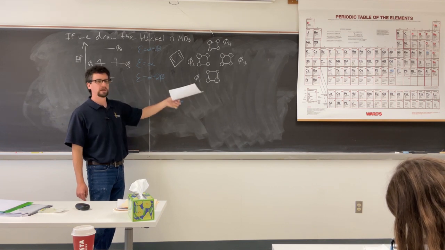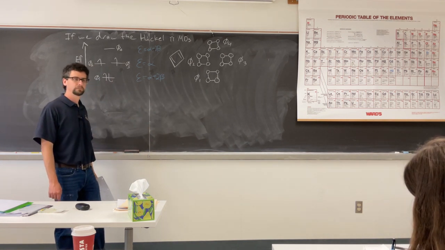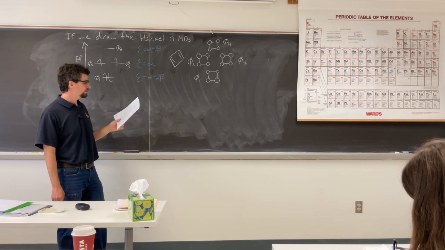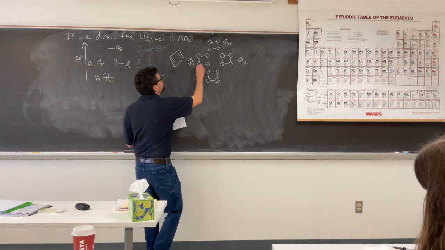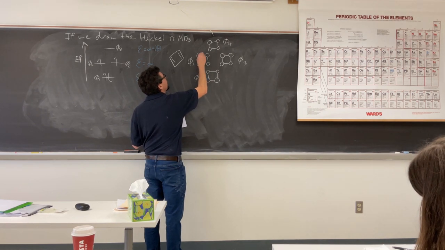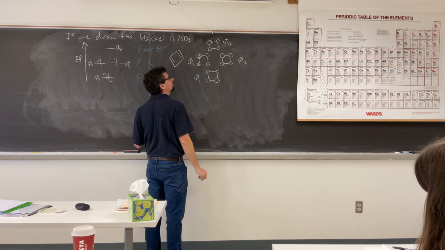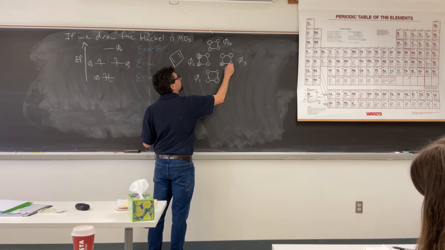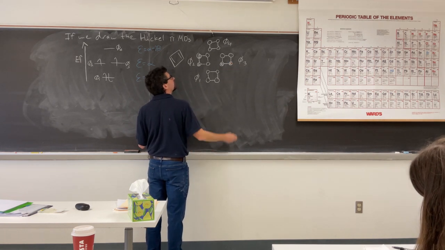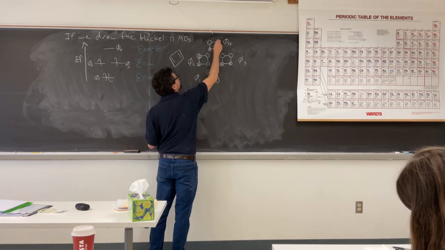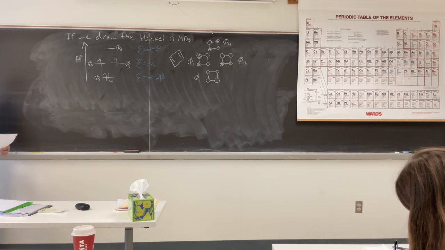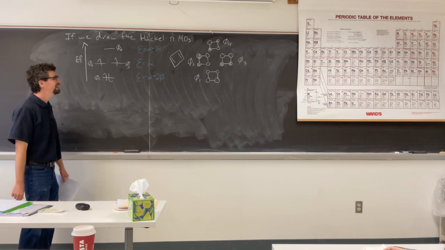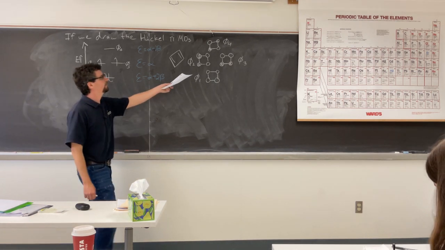MO number 1. How do I shade that? MO number 2. How do you want to shade that one? Okay, we can do that. What about MO number 3? Sure. And then finally for MO 4. Perfect. You guys got it. Feel like masters at drawing orbitals. Perfect. Okay.